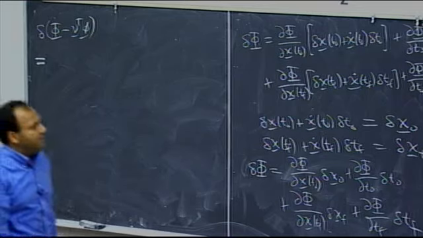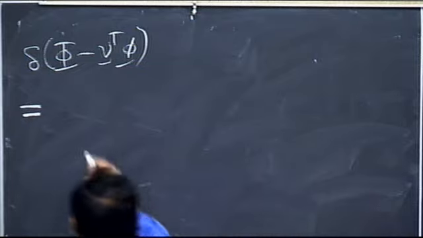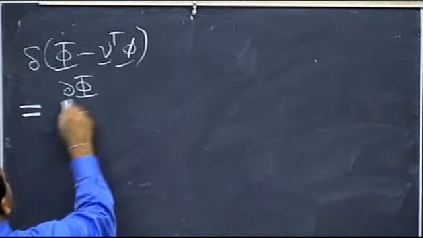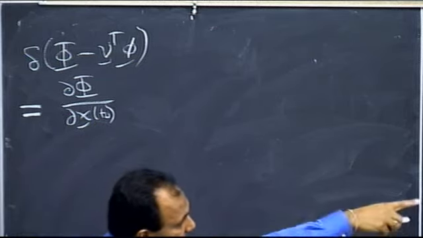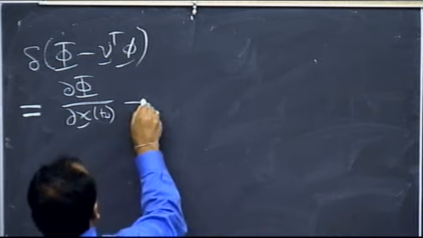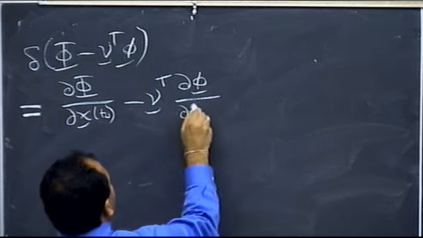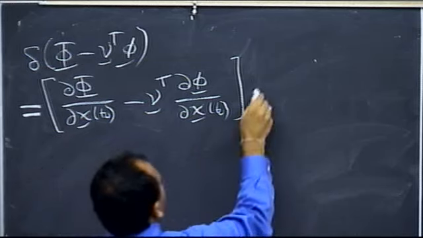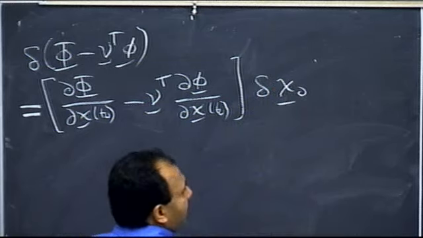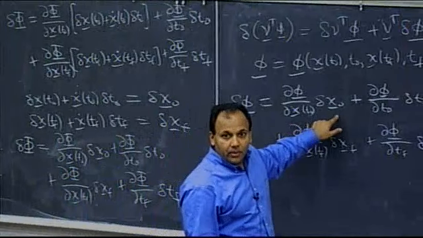Okay, now we're going to write all this down. Now you can see that I've got terms here, I've got this term, I've got that term over there. So if I write this down, I've got the partial of phi with respect to x at t0 times the variation in x0. But there's another variation in x0 over there. Minus nu transpose the partial of phi with respect to x at t0. This whole thing is multiplied by the variation in x0. So that takes care of all variations in x0. Yes? Everyone okay with that?